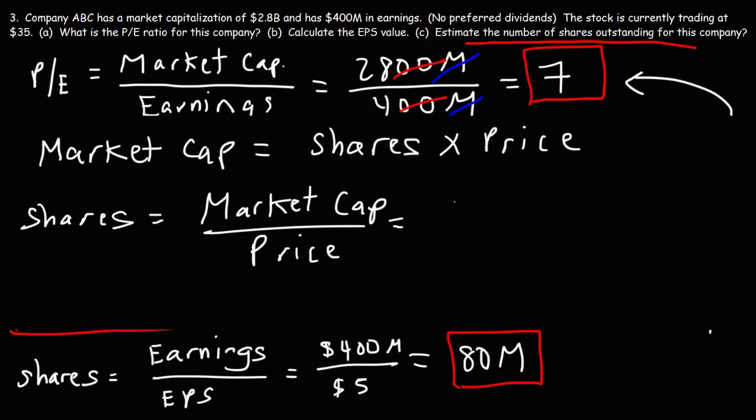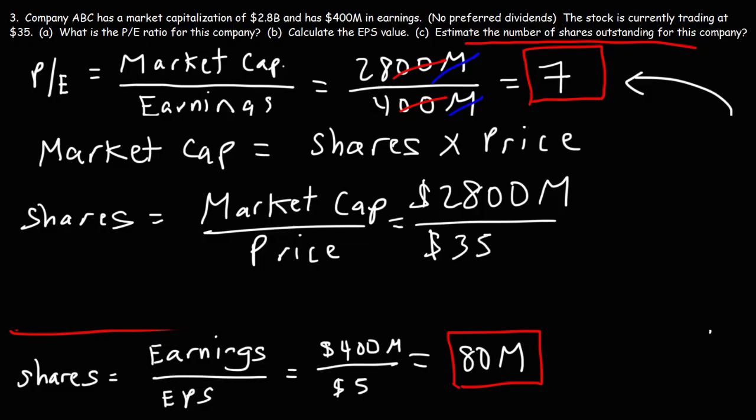So the market cap is 2.8 billion, which is 2,800 million. And the price of each stock is $35. So 2,800 divided by 35 will give you 80 as well. Carry over the M, you get the same answer, 80 million shares outstanding. So as you can see, there's a lot of different formulas that you could use to calculate what you need to calculate.